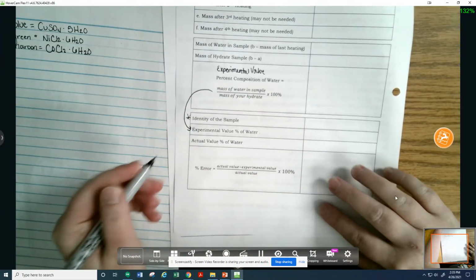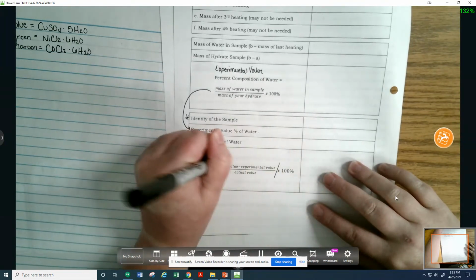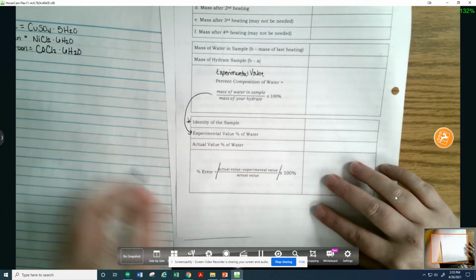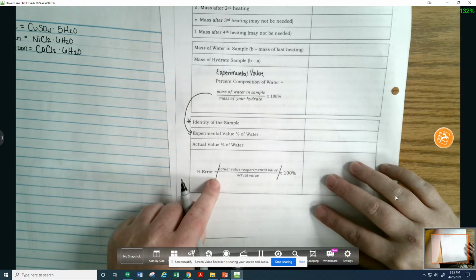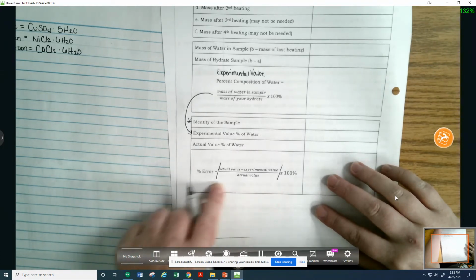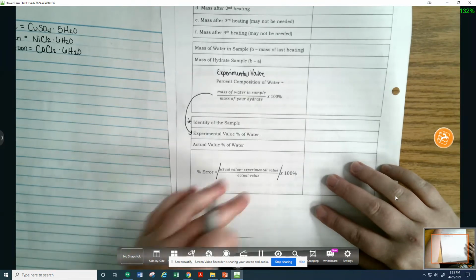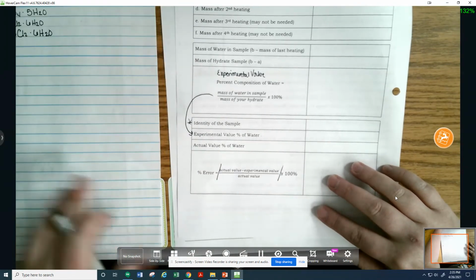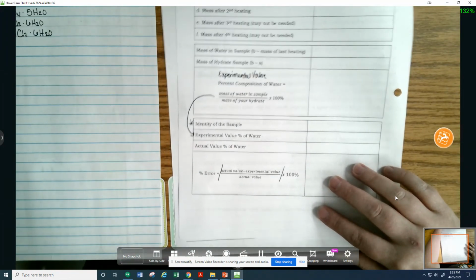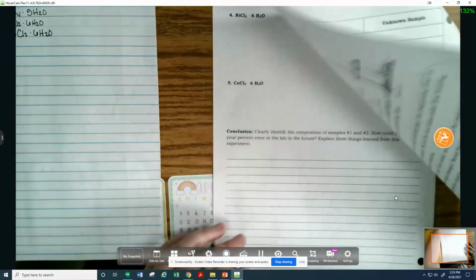The one thing I can't do in Word is put in a fraction and have an absolute value sign with their formula editor, which is kind of goofy. But if you get a negative percent, it really should be a positive. I just can't type in that absolute value. And that's going to show you what your percent error is. So you should have those five calculations done.